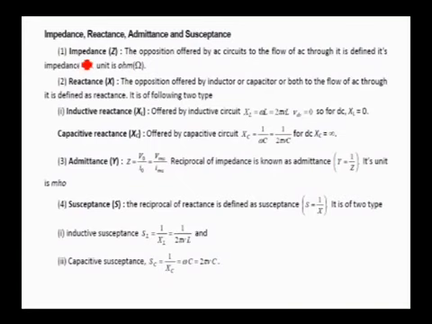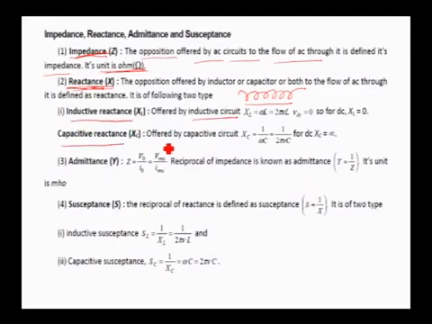Other quantities are impedance. Just like we have resistance in DC circuits, we have impedance. This is the opposition offered by the AC circuit to the flow of alternating current. That is called impedance, and the unit for impedance is the same, ohm. Then reactance. Just like a resistor has a resistance, we have an inductor. An inductor is nothing but a coil. This coil also has resistance. The resistance of the inductor is expressed as reactance. It will be inductive reactance for an inductor and capacitive reactance for a capacitor.